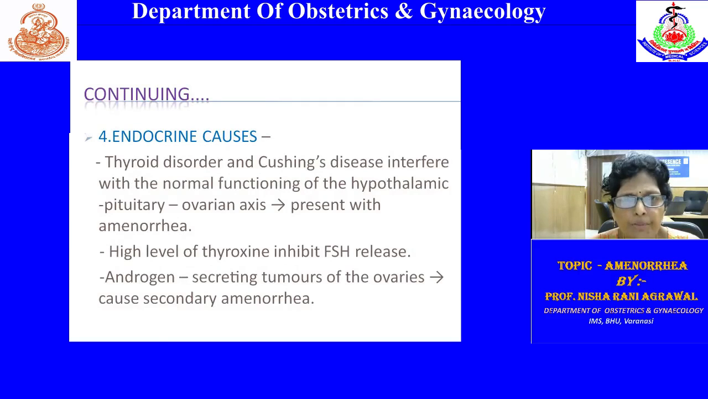Endocrine disorders may be thyroid disorder and adrenal disorder. Thyroid may be hypo or hyper. Cushing's disease at the adrenal level, they interfere with the normal functioning of the hypothalamic pituitary ovarian axis and present with amenorrhea. High levels of thyroxine, as in hyperthyroidism, inhibit FSH release. Androgen secreting tumors of the ovaries also cause secondary amenorrhea.